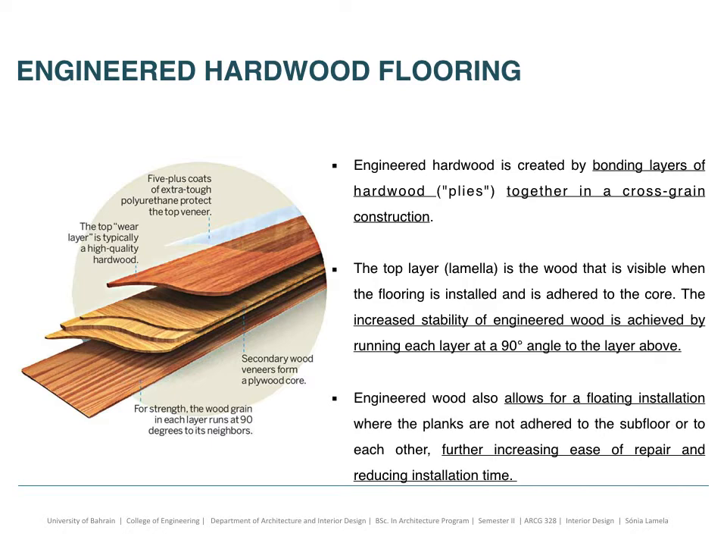And then the top layer, the lamella, is the wood that is visible when the flooring is installed, and it's adhered to the core. The increased stability of engineered wood is achieved by running each layer at 90 degrees to the layer above. So if you don't use this 90 degrees angle, then the flooring won't be so resistant. Engineered wood allows for a floating installation where the planks are not adhered to the subfloor or to each other, so they can be easily repaired and reduce the installation time.